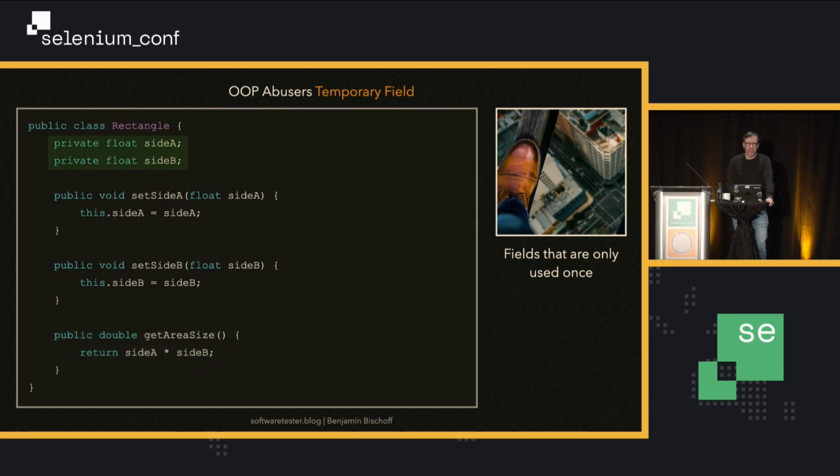In here you have two variables called side A and side B. But in order to fill them with values, you have to call those two methods, setSideA and setSideB. That means if you create a new rectangle and you call getAreaSize, you won't get anything. You will get a 0, because you have to set those two sides first. Again, this is misusing the object-oriented programming language, because you could just pass the two sides in a constructor of the rectangle and that's it. That's why it's called temporary field, because it's fields that are only used once.